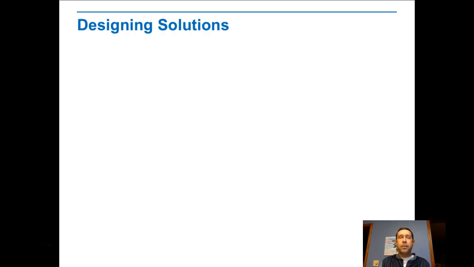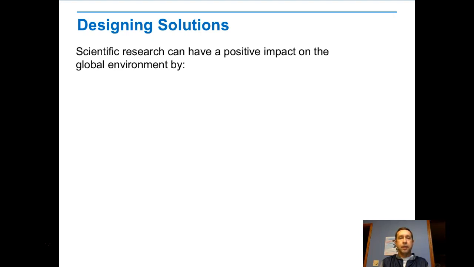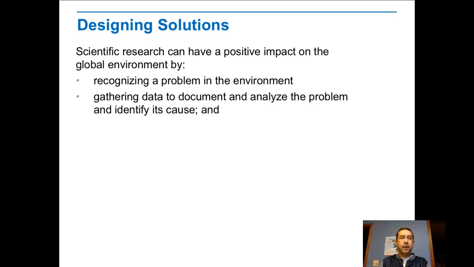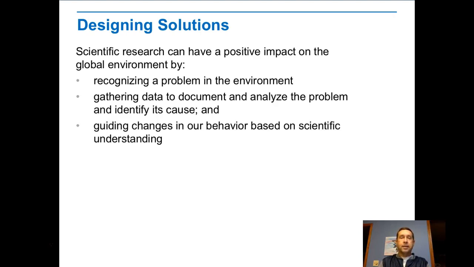So what do we do about it? How can we come up with a solution? Scientific research can have a positive impact on the global environment by, number one, recognizing that there is a problem and getting people to recognize there's a problem, because we still obviously have a problem with that. Gathering data to document and analyze the problem and identify its causes, and guiding changes in our behavior based on scientific understanding.